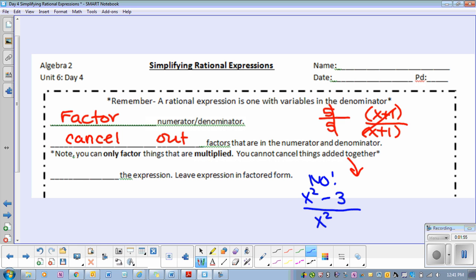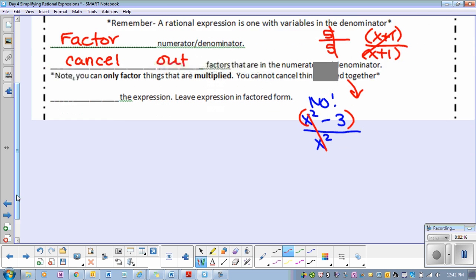Okay? So here, this is a no. Oh, there's an x squared on the top and an x squared on the bottom, so I can cross them out. Can I do this? No, because x squared minus 3, guys, those belong together. If they're connected by a plus or a minus, you cannot break them apart, okay? So I have just a single x squared down there. Nope, it doesn't cancel out. This is simplified.